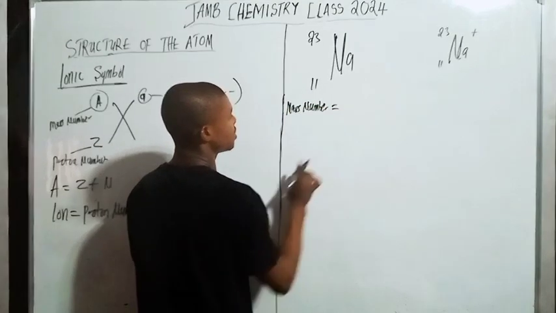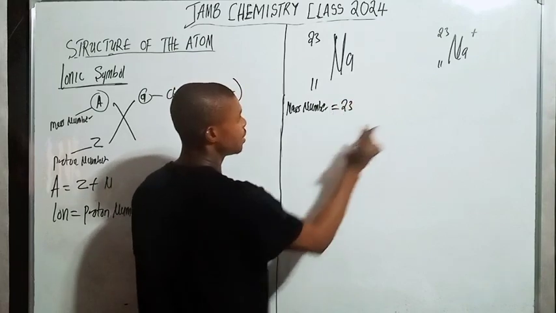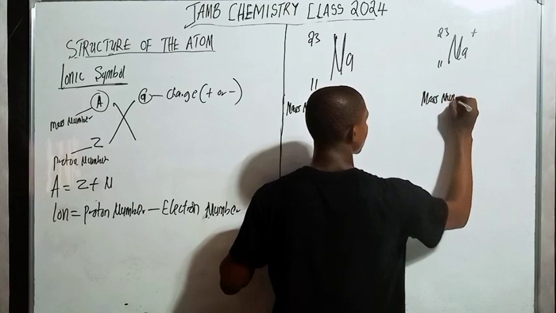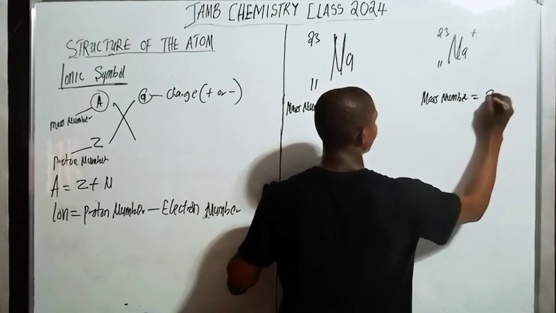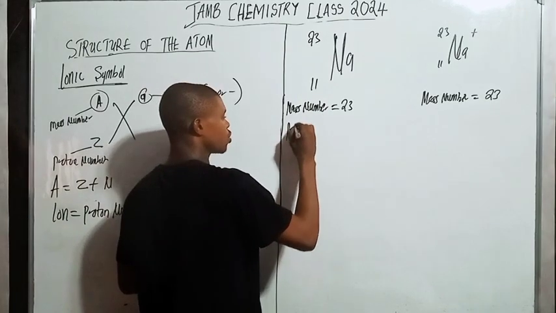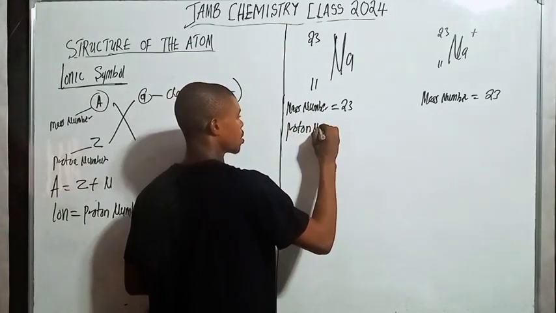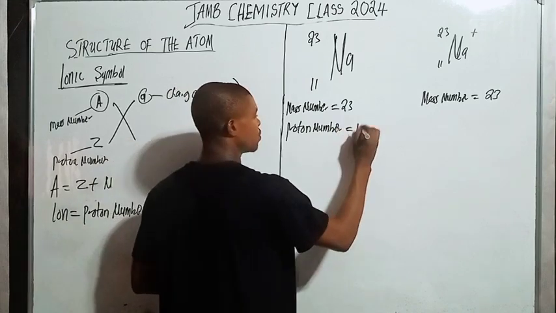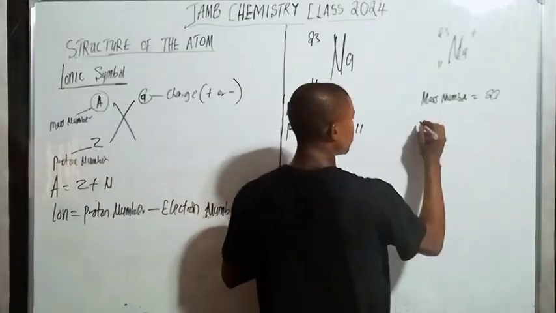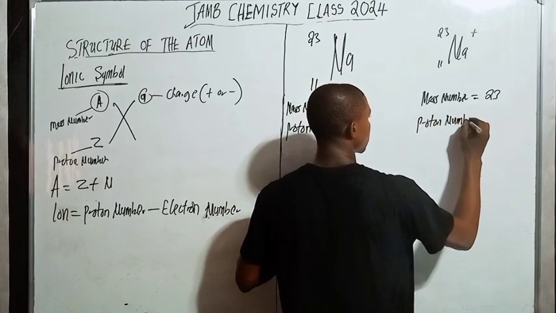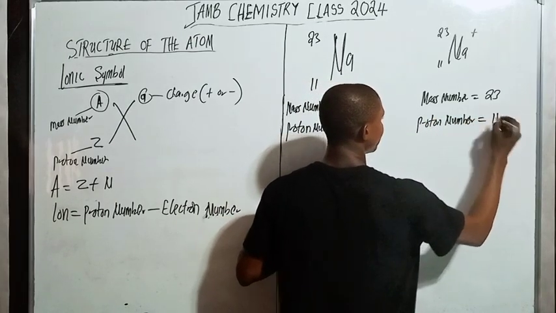My mass number is what? My mass number is 23, right? Now my proton number is equal to what? 11. Yeah, my proton number is 11, right?